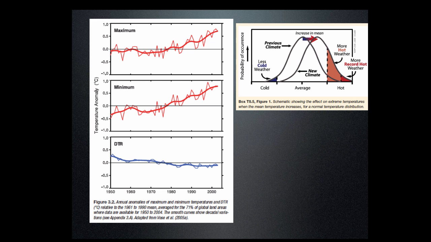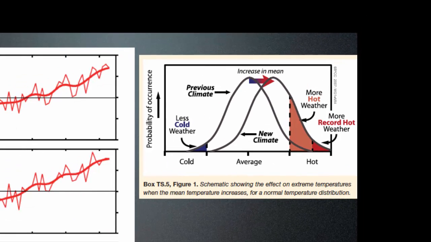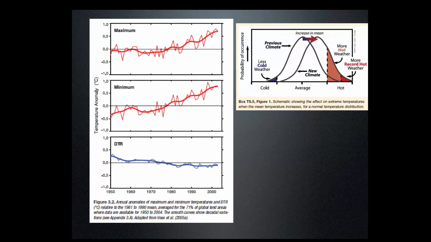What this does is it shifts the whole distribution of temperatures that we experience. So we have the average temperature of the day is increasing, the coldest temperatures of the days are increasing, and the hottest temperatures of the days are increasing. This results in more hot weather and also more record hot weather or heat waves.